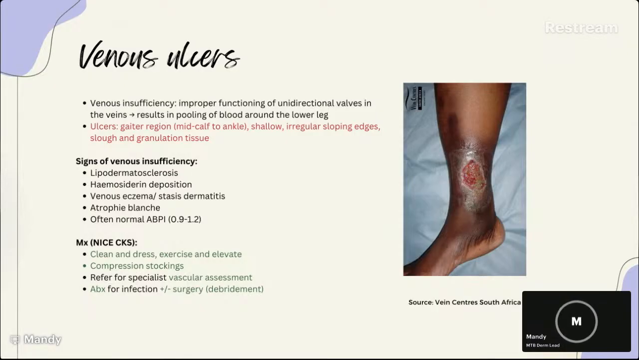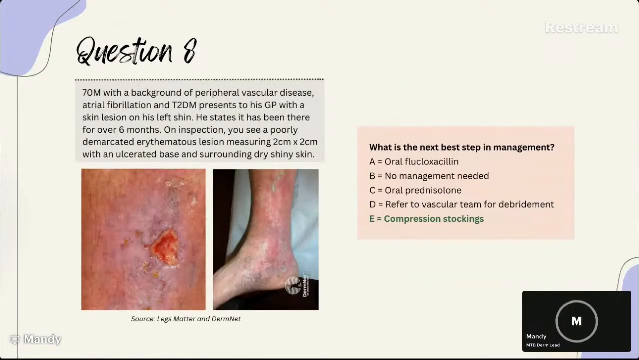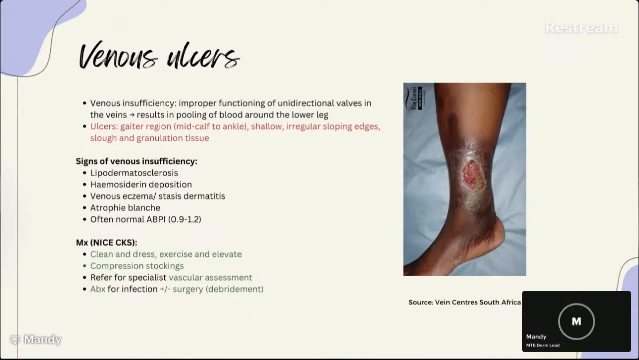And on the right hand side, you can see another image of a venous ulcer, which looks slightly similar in appearance to the one that we saw in the question here. So the man presented to his GP with this lesion, but they can be, of course, more extensive, but commonly you can see between these two that you have that quite ulcerated base with the granulation tissue.